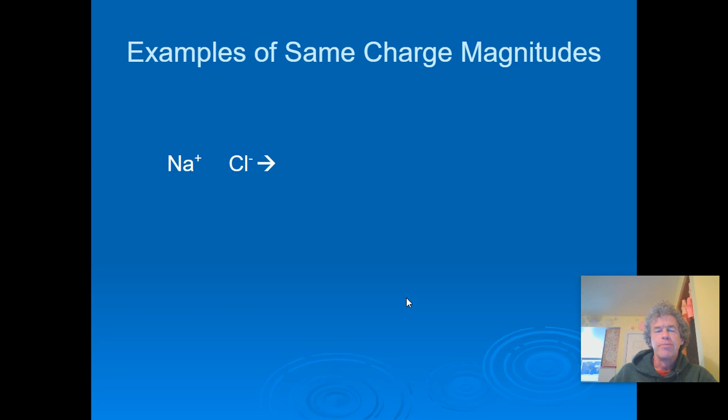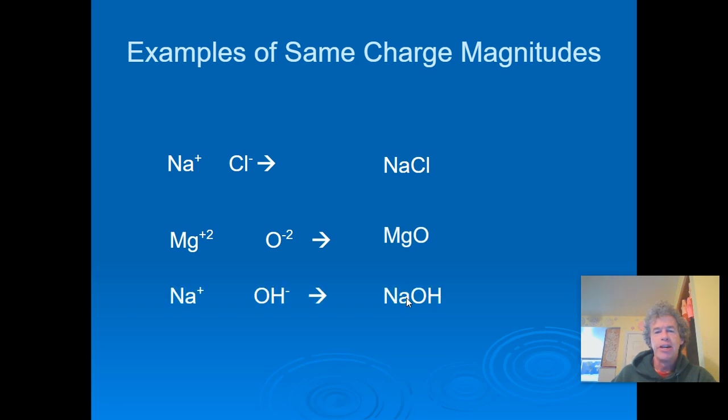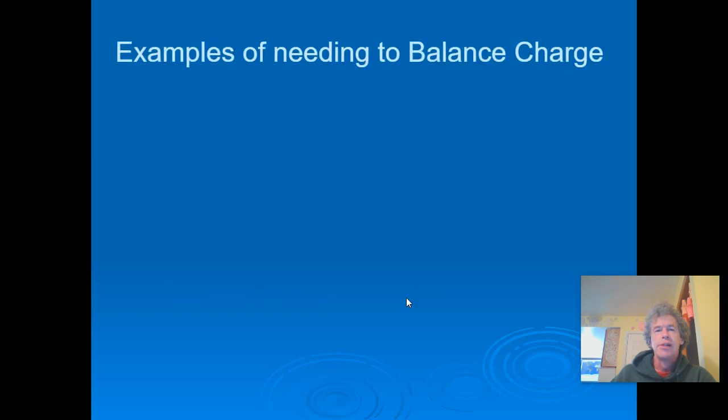So here are some examples. If you have Na+ and Cl-, the charges balance, so you have NaCl. If you have Mg2+ and O2-, they balance, so MgO. Na+ and OH-, they balance, NaOH. Here though, you have to actually turn things around a little bit. Magnesium is +2, bromine, the bromide ion, is -1, so you need 2 of these to get -2 to balance out the +2. So you have MgBr2.